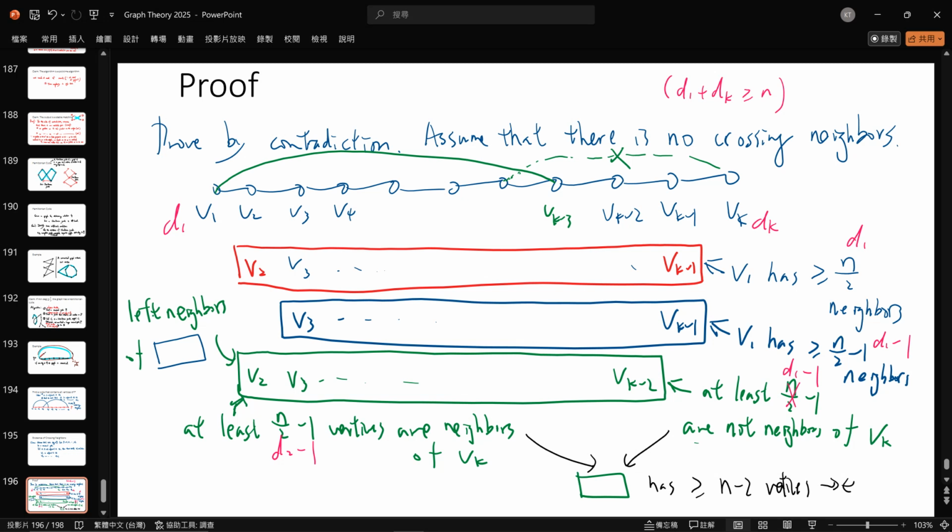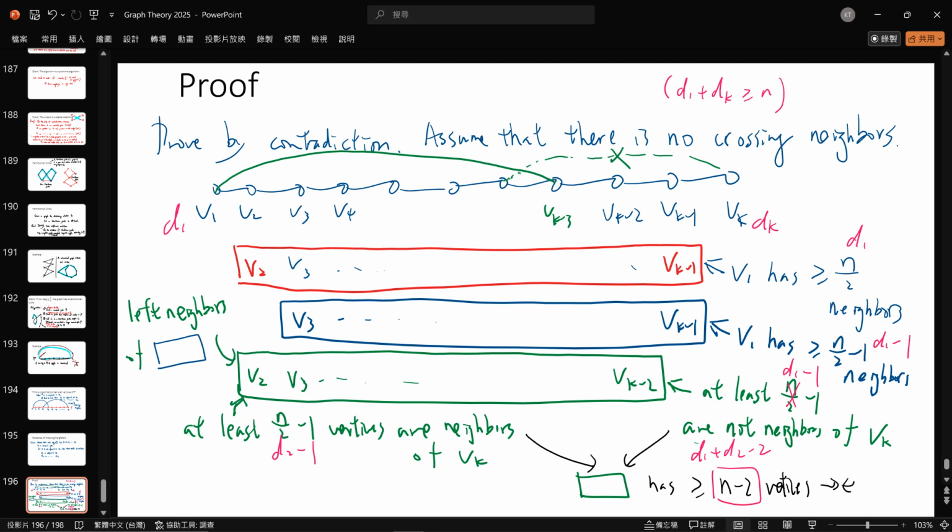So you get 2 subsets, 2 disjoint subsets of the green set. One has a size of D2 minus 1, the other one has a size of D1 minus 1. So you still get D1 plus D2 minus 2. Now, we've assumed that the degree sum is at least n, so this is just n minus 2. So the same result, okay?